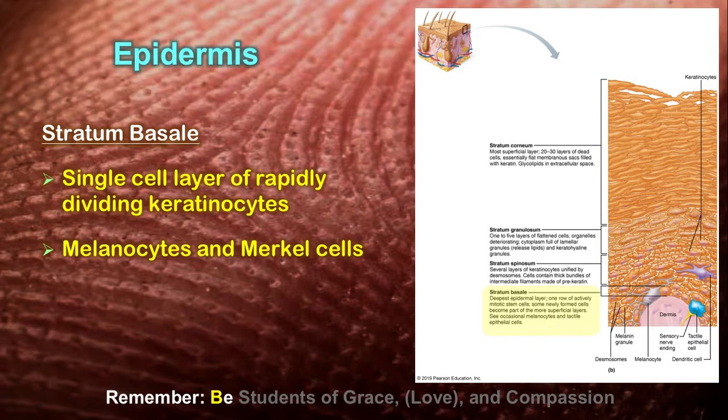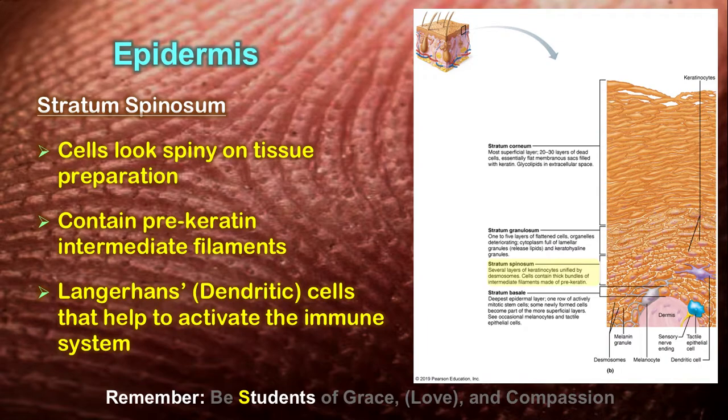Stratum basale. Next layer is stratum spinosum. This is the next layer up. Again, it's just a couple of cell layers thick. And these cells look spiny on the tissue preparation. So what happens is when these cells are alive, they're nice and plump and juicy, but they have desmosomes that connect them to the cells around them. So the cells are stuck to each other.